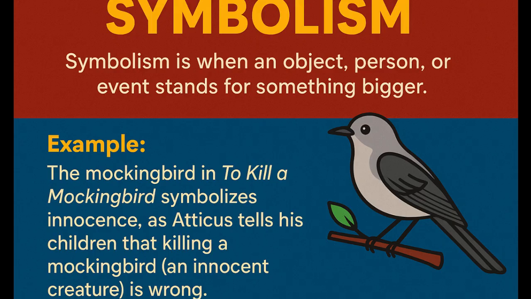Symbolism. Symbolism is when an object, person, or event stands for something bigger. Example, in the prose To Kill a Mockingbird, the mockingbird symbolizes innocence as Atticus tells his children that killing a mockingbird, that is an innocent creature, is wrong.